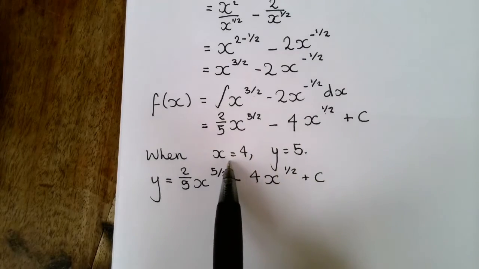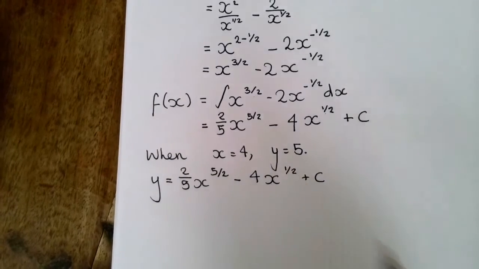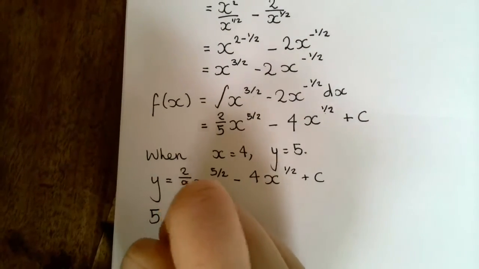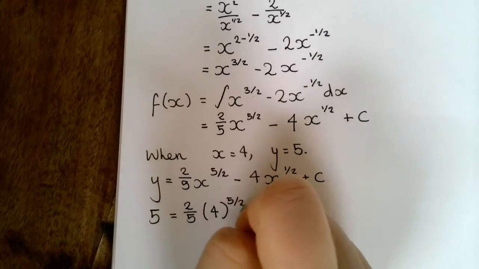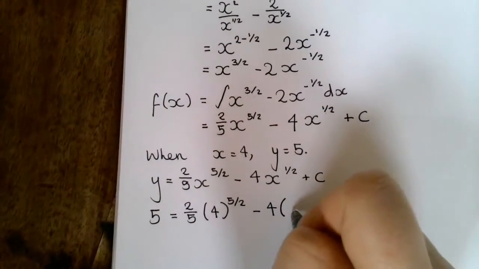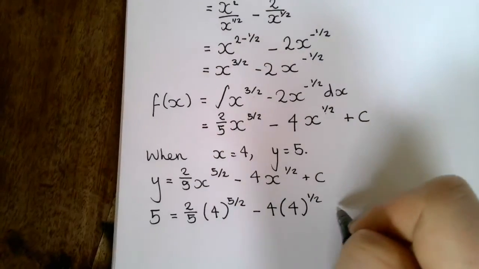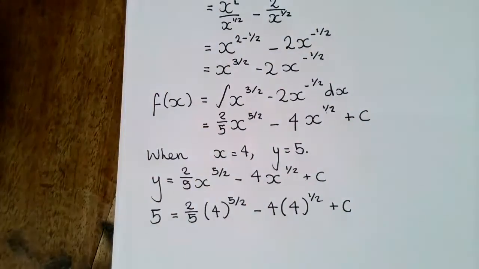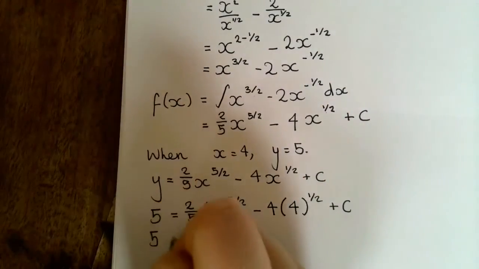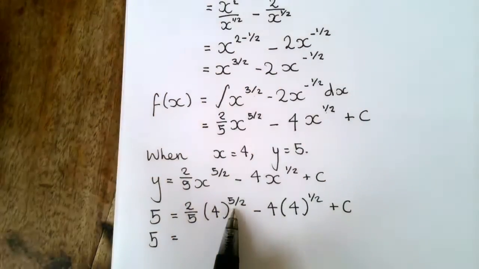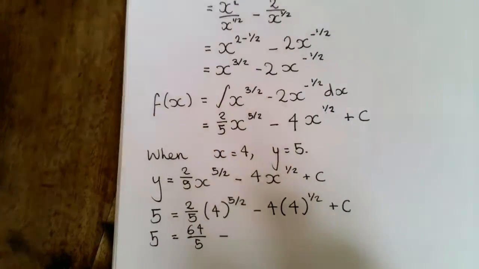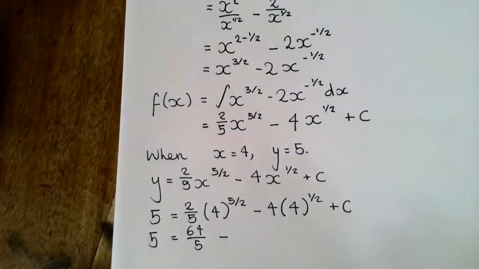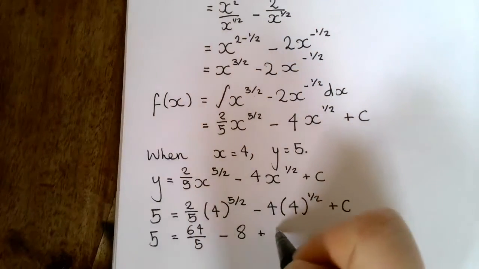So I'm going to substitute in x equals 4 and substitute in y equals 5. So I get 5 equals 2/5 times 4 to the power of 5 over 2, subtract 4 times 4 to the power of a half, plus c. Now using my calculator, I know that 2/5 times 4 to the power of 5 over 2 is 64 over 5. 4 times 4 to the power of a half is 8, and we're adding c.